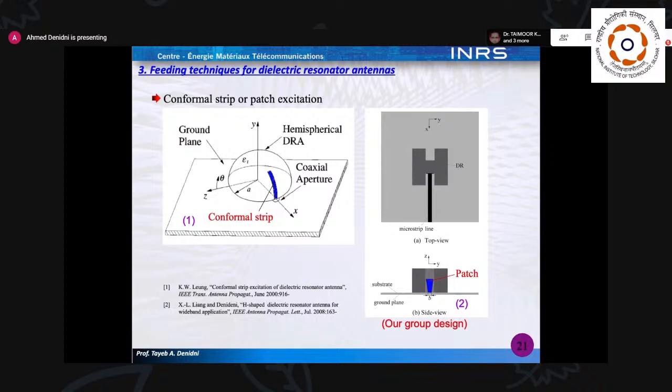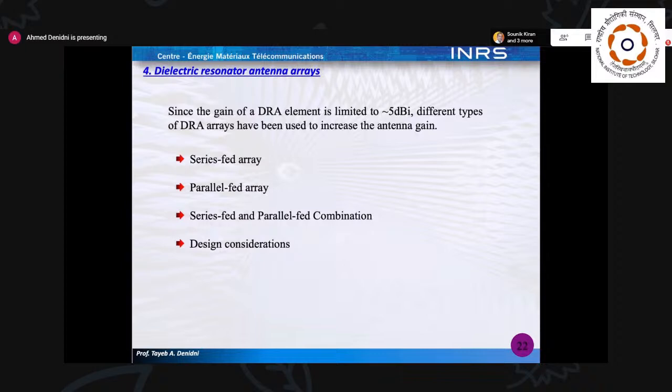Now I move to another part, the dielectric resonator in antenna arrays. This means this dielectric material, we can use it as a single element, but if we need more gain, or we need, for example, beam sweeping or beam forming, we need to use it for many elements in order to achieve what we want in terms of gain. And in this way, we have different ways to feed these elements: in a serial way, in a parallel way, or combined feeding. And I will also mention some design considerations in antenna arrays.